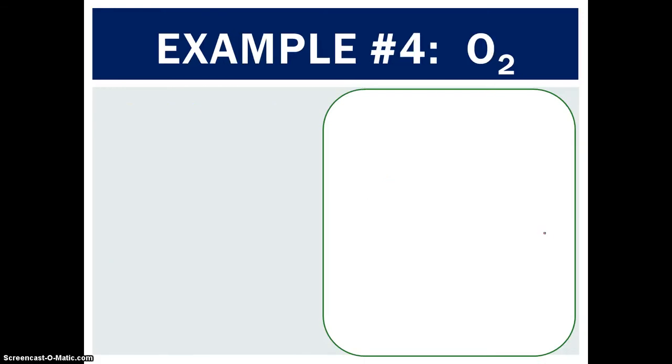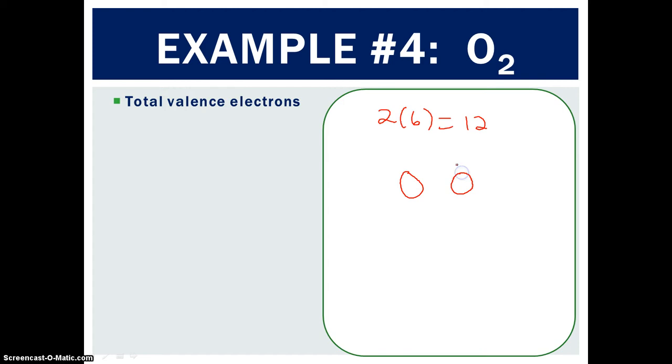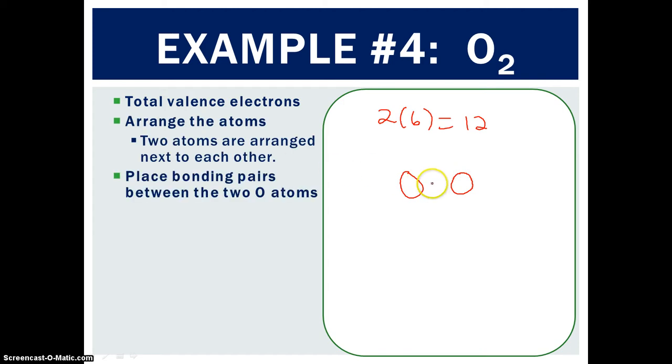Now we're going to get into somewhere we need to start worrying about that double bond, triple bond action. So, oxygen gas: 2 oxygens, each with 6 valence electrons. That is 12 total valence electrons. I only have 2 atoms, so I'm going to put them side by side. There's no need for anything in the middle right now. I'm going to place the bond between the 2 atoms. That represents 2 electrons. I have 10 left to distribute: 2, 4, 6, 8, 10.